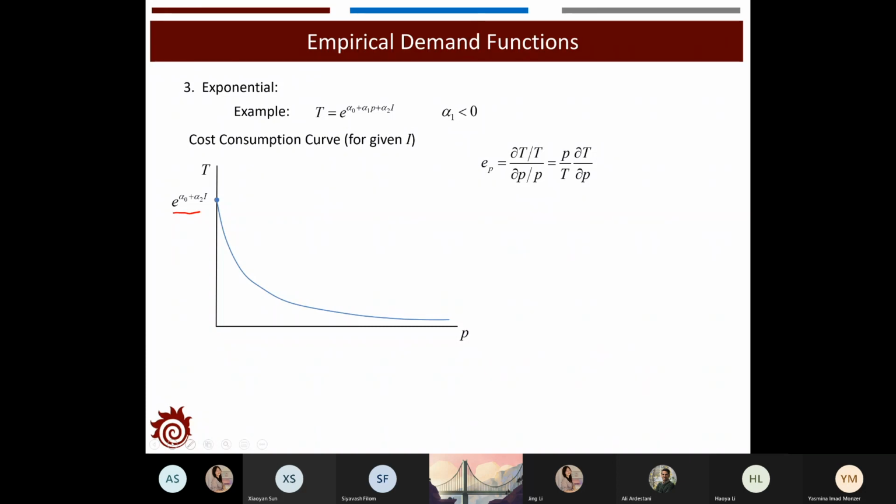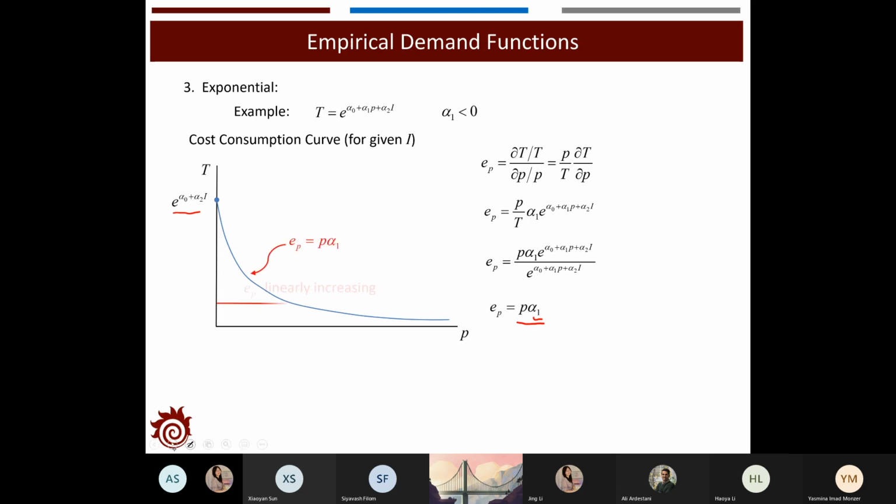With that, we can quickly derive the price elasticity, and still you can get a very simple equation. The price elasticity is p times alpha 1. This means that the price elasticity is a linear function of the price. And you also have to know that alpha 1 here is a parameter and it's constant.